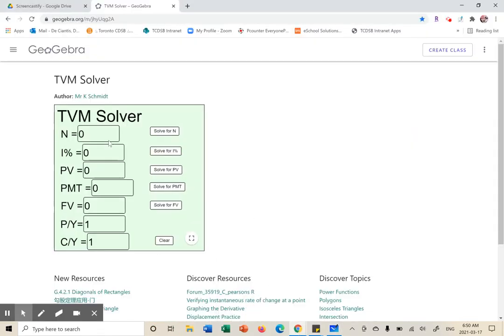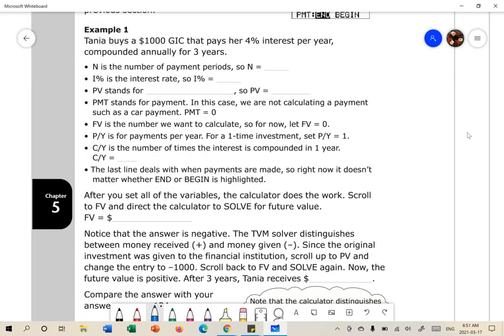This is the TVM solver that is linked on our classroom. We're going to go through every value here, understand what it means, and understand what numerical value we should put in for each. Let's look at example 1. Tanya buys a $1,000 GIC that pays her 4% interest per year, compounded annually for 3 years.